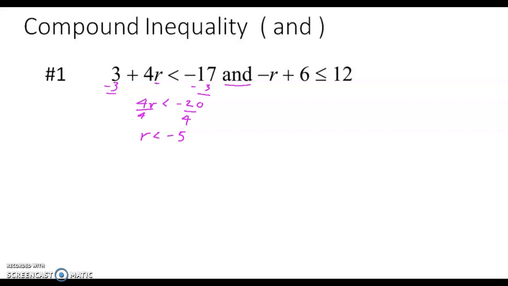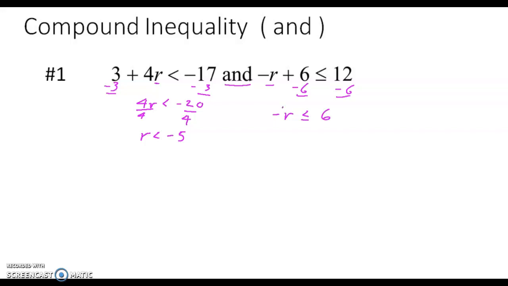I'm going to go to the right-hand side where I have negative r plus 6 less than or equal to 12. Again, I want to isolate my r term, so I'm going to subtract the 6 here. So my usual algebra rules apply for moving one item from one side to the other side. That leaves me with negative r less than or equal to 6.